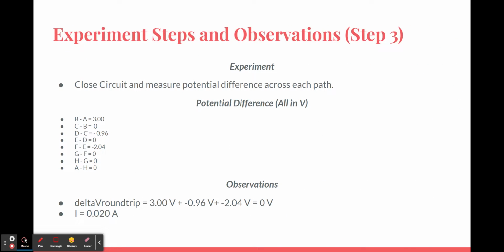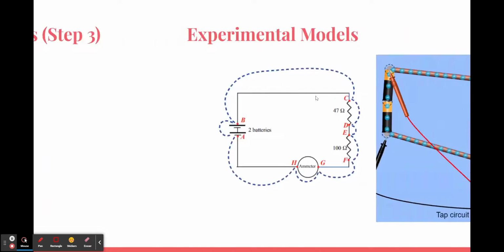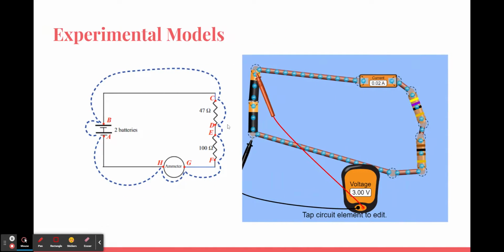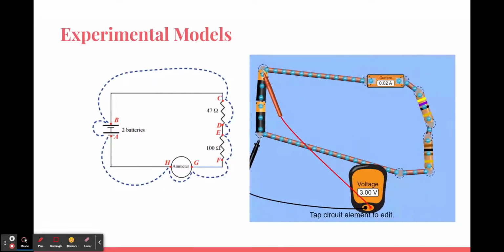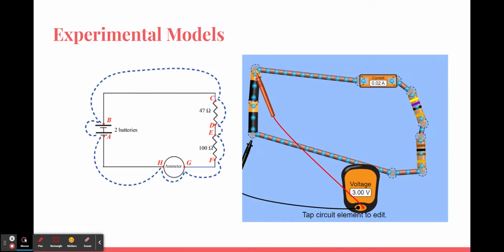The third experiment was to close the circuit and measure potential difference across each path. Each path is simply B to C, C to D, and so on, as you see by these circles. How we did it is we took the volts of each one and subtracted it from final to initial, which gave these values. Remember these values, as we'll be using them later. Delta V round trip is all of these values added together, which equals 0 volts, and the current simply remains 0.020 amps. As you see here, these are the values.